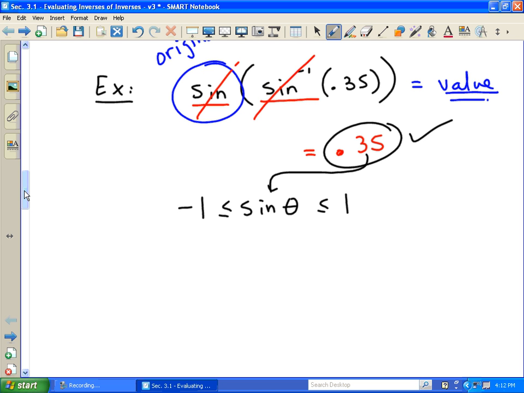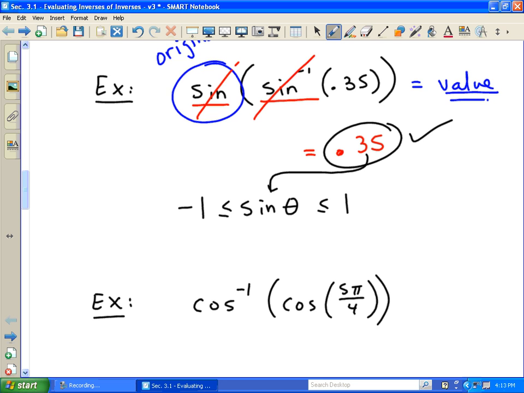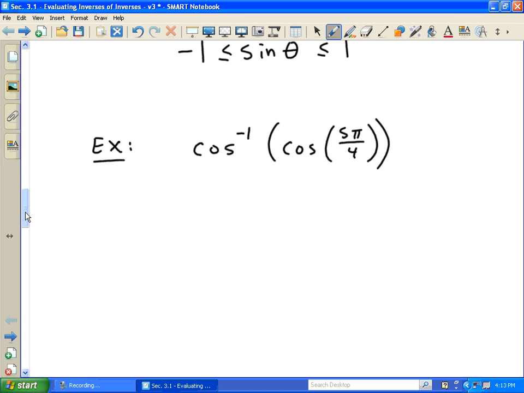Okay, let's conclude by looking at one other example of when you have an inverse on the outside. Let's think about here for a minute. Cosine inverse of cosine of 5 pi over 4. This is sort of an interesting example. So we notice that our inverse is on the outside, which means we're actually looking for an angle measure. We say that here are the two inverses that would cancel out, and so that would leave us with 5 pi over 4.